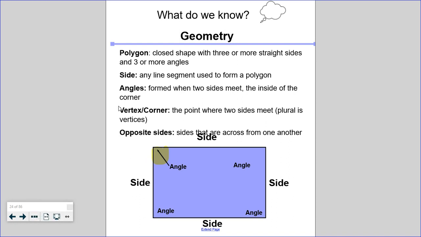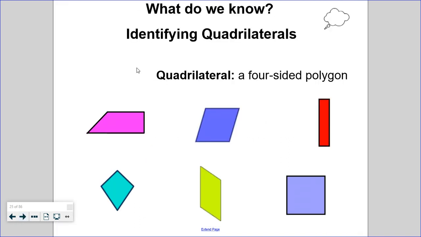Then we also have the corners, which are the points where the 2 sides meet. Sometimes it might be called a vertex. The plural form is vertices. And then the term that I want you to be familiar with is opposite sides. So opposite sides are sides that are across from one another. So these two are opposite sides. These two are opposite sides. Okay? All right, so now that you know that vocabulary, let's talk about quadrilaterals.